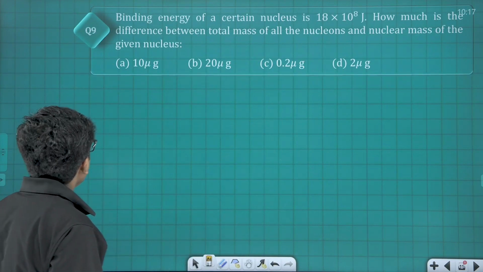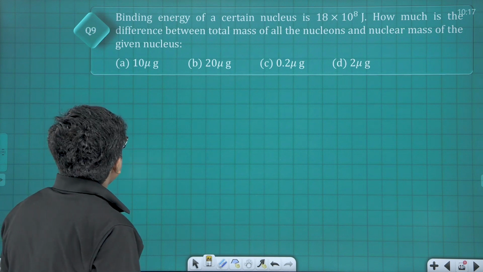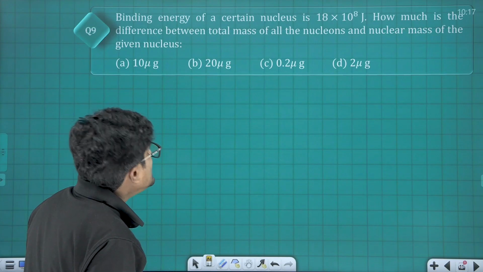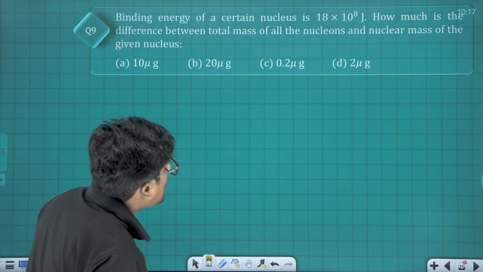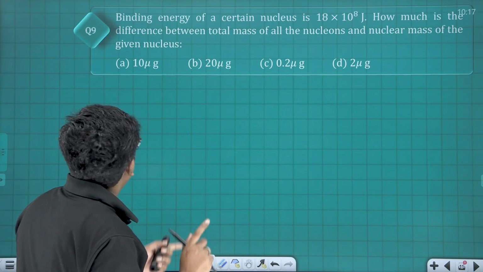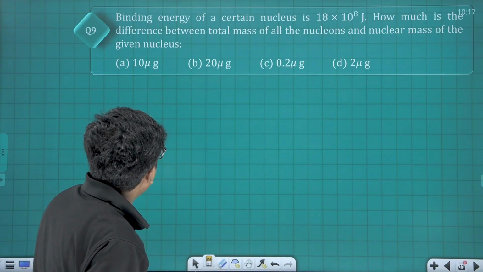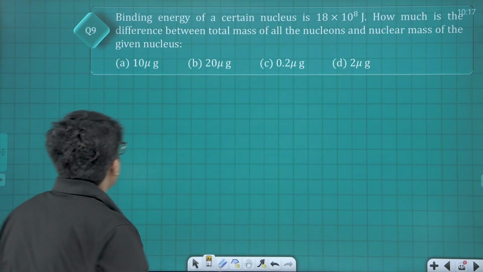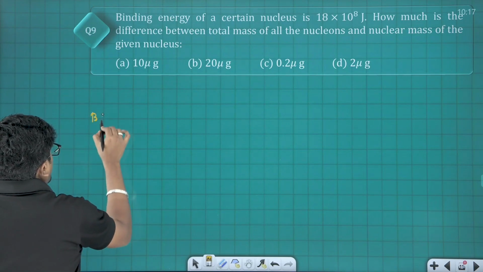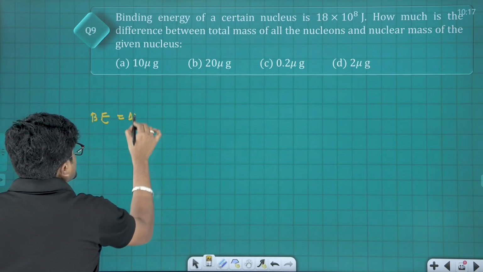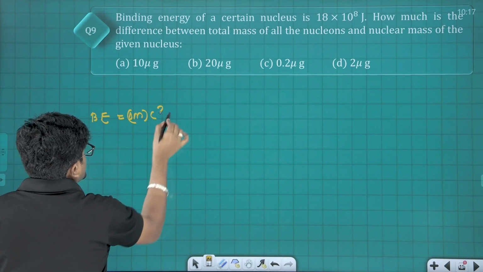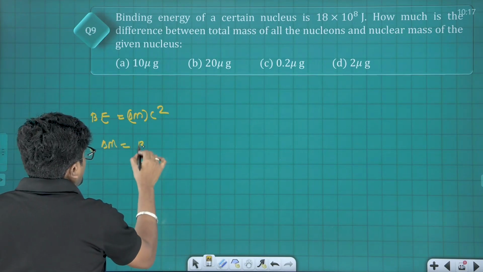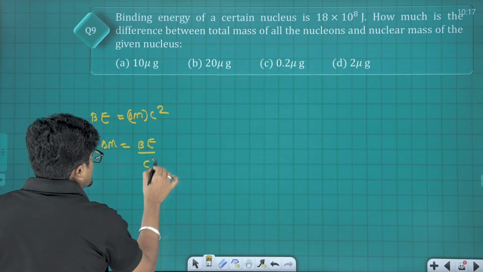Next is question number 9. Question number 9 says the binding energy of a certain nucleus is 18 into 10 to the power 8 joule. And how much is the difference between the total mass of all the nucleons and the nuclear mass? So we know that binding energy is equal to mass defect delta M into C square. So delta M, that is the difference in the mass, is going to be binding energy upon C square.